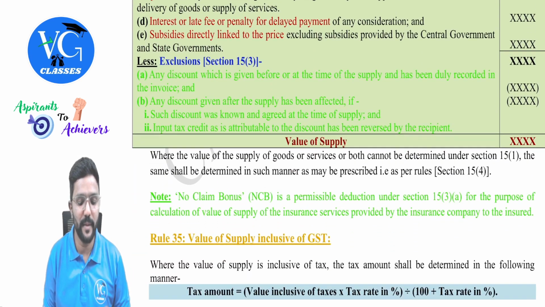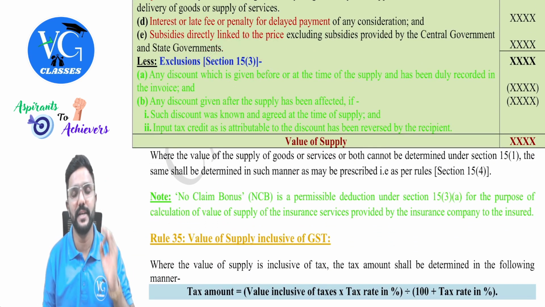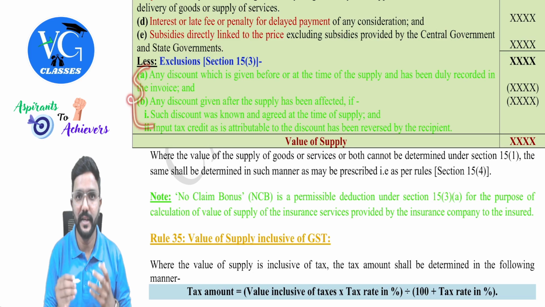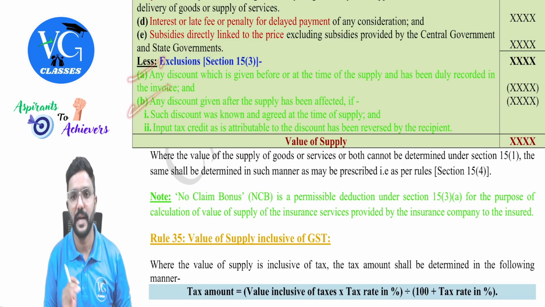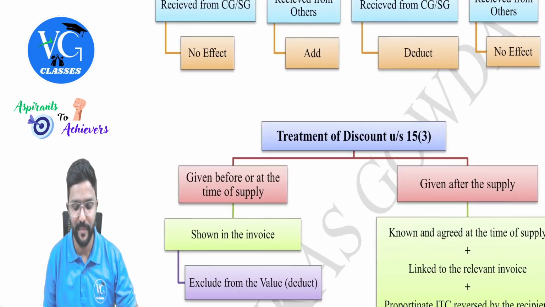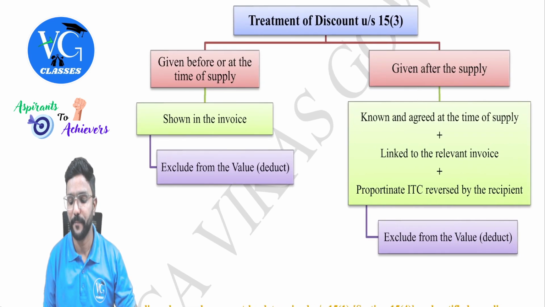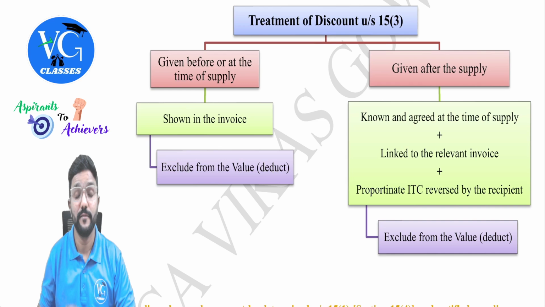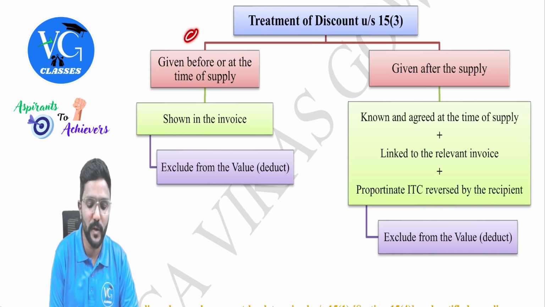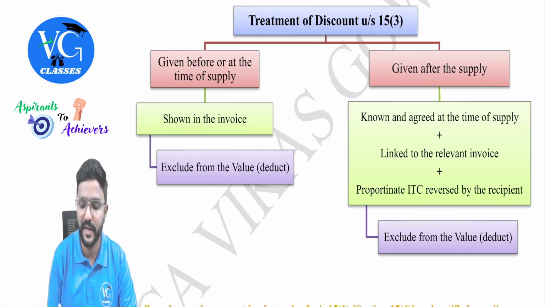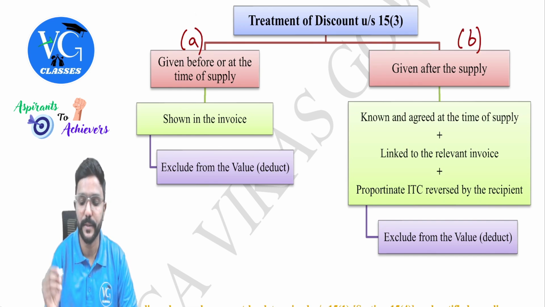Okay, sir. Then coming to the exclusions, which is nothing but discount as per section 15 subsection 3. I have highlighted here in green clause A, clause B, guys. I will try to explain this through a chart. I have made a chart for this. 15 subsection 3 clause A is covered here. Let me just write it, 1 second. Clause A, clause B.